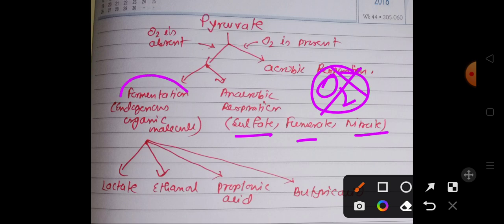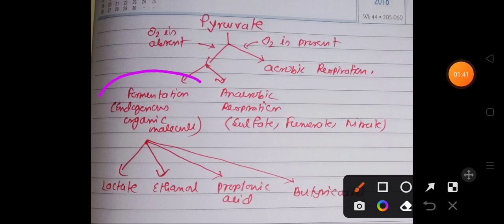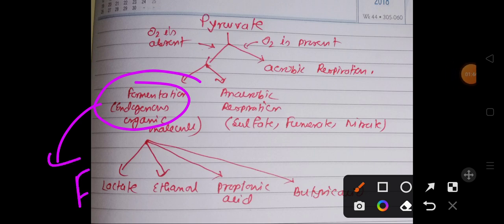But in the case of fermentation, it is a very self-contained process. It only uses an endogenous organic molecule as an electron acceptor. It will not allow any kind of outside electron acceptor. Another important thing, in fermentation there is no presence of any kind of electron transport system, and it will not produce ATP via oxidative phosphorylation.